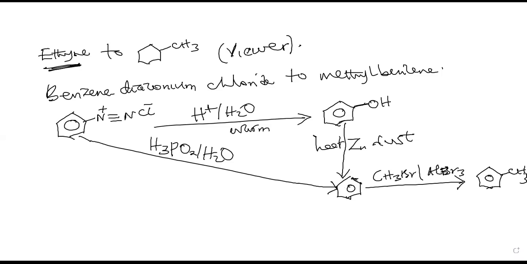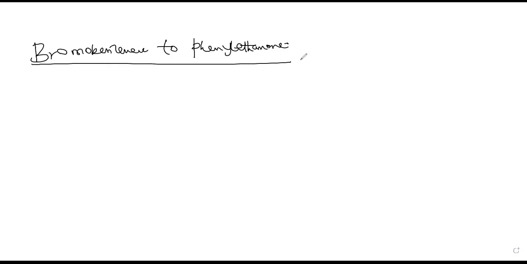Second last, we are just reviewing. Second last, we want to see how we convert bromobenzene to phenylethanone. How do you convert bromobenzene to phenylethanone? For you to take it to phenylethanone, there are very many ways you can take this. One, we first need benzene so that we carry out acylation. So how do we go about it? You have bromobenzene first.